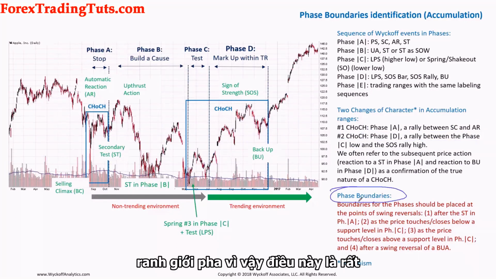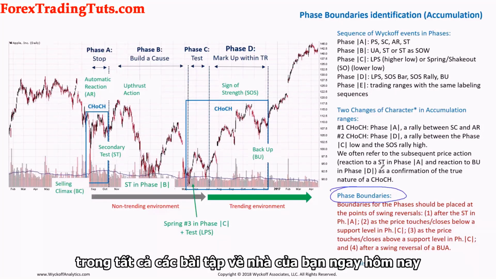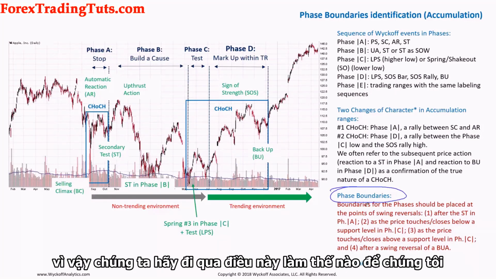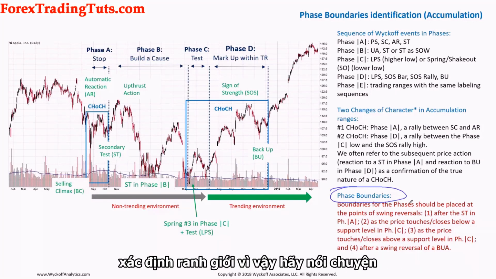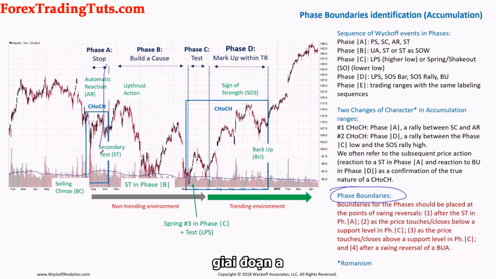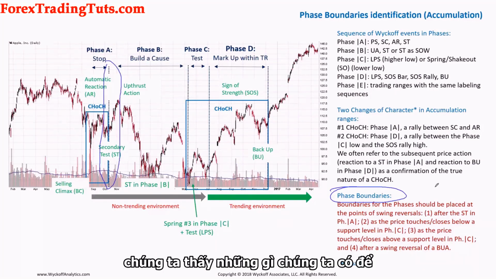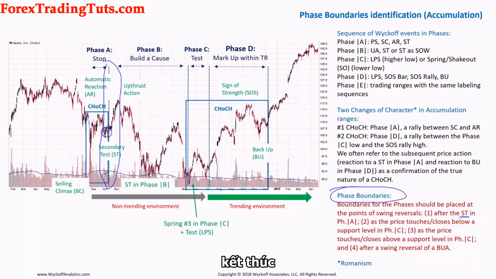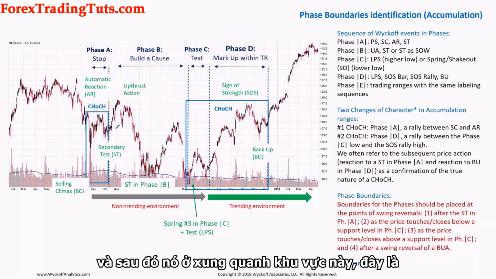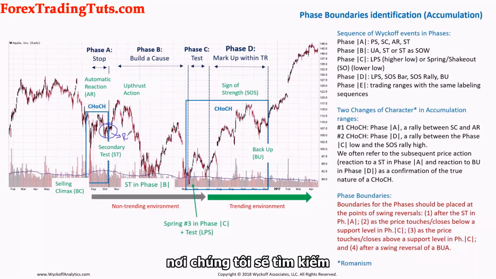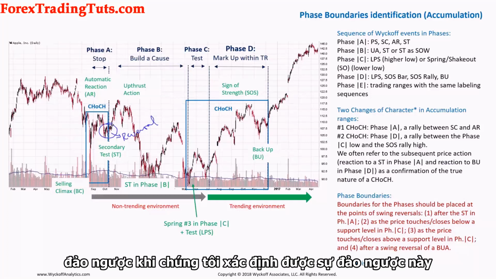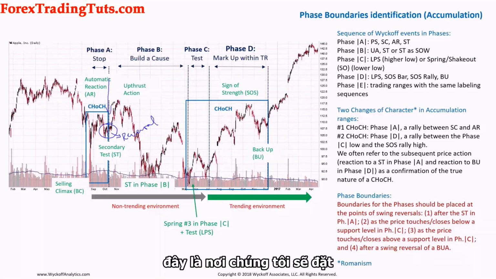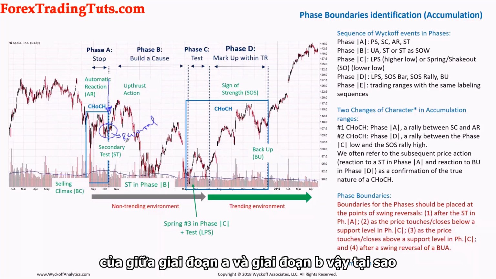Phase boundaries. So this is very important. This is something that I was looking at in all of your homeworks today. So let's go through this. How do we define the boundaries? Let's talk about the boundary between phase A and phase B. Well, what do we see? What do we have to see there? So we want to identify a secondary test as the conclusion of phase A. And then it's around this area, this is where we would be looking for the reversal. Once we identify this reversal, this is where we're going to put the boundary between phase A and phase B.